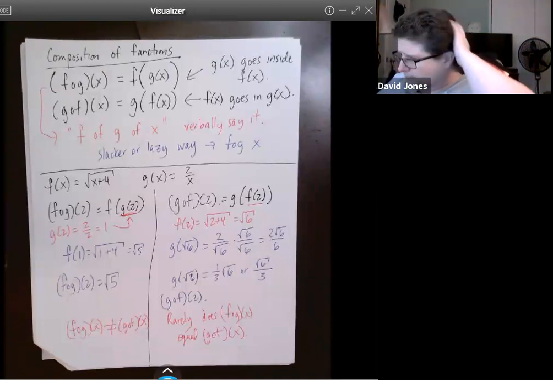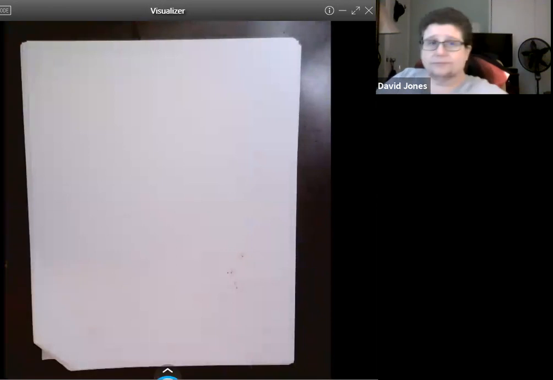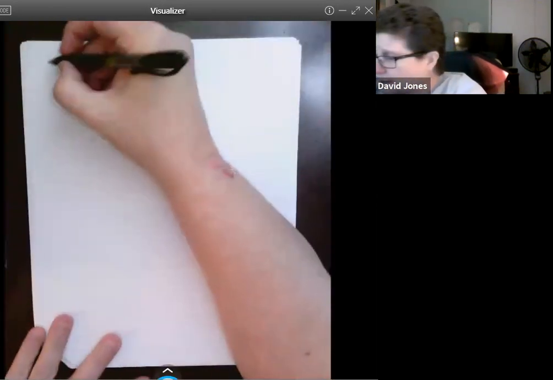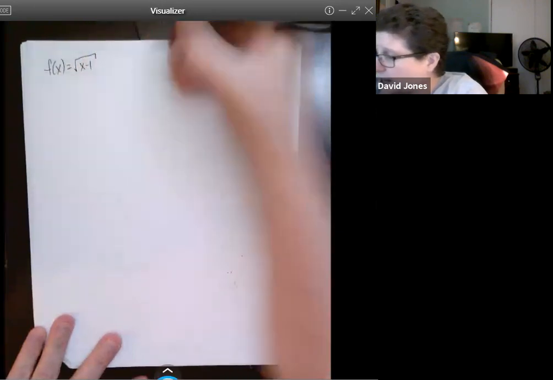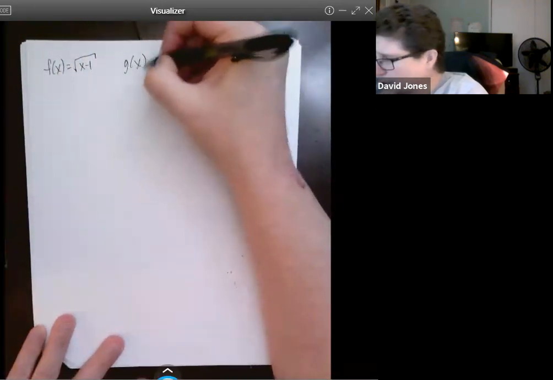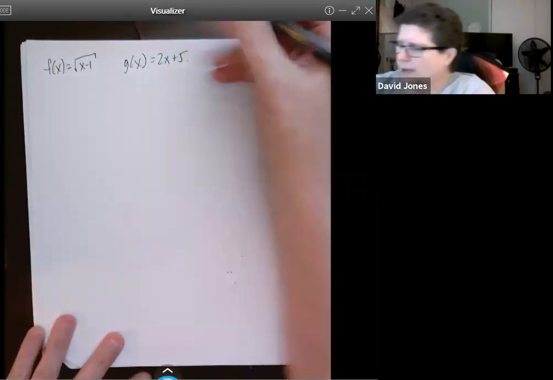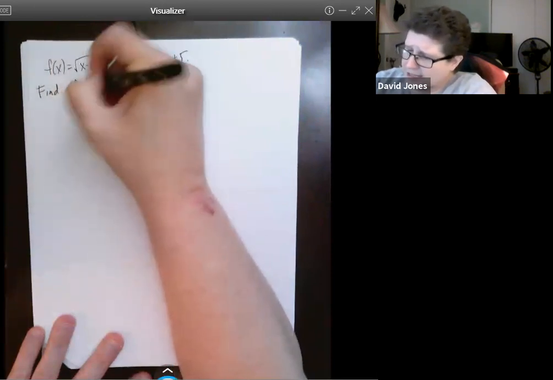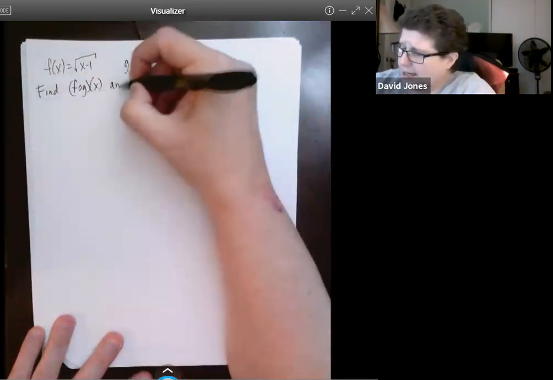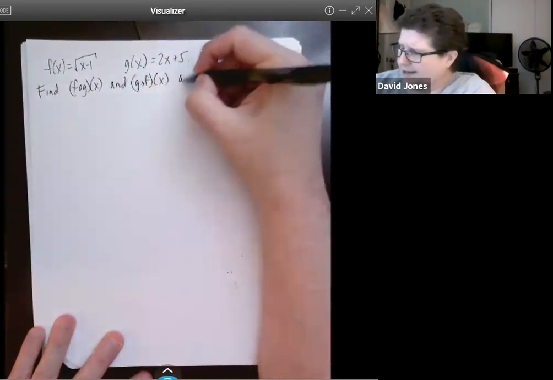So let's do another one, and we're going to change it up a little bit. I'm going to make f of x equal the square root of x minus 1, and g of x is 2x plus 5. We want to find f of g of x and g of f of x and their domains.